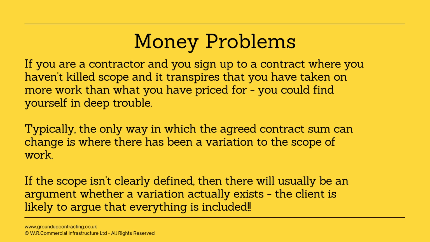If you are a contractor and you sign up to a contract where you haven't nailed down scope and it transpires that you have taken on more work than what you have priced for, you could find yourself in deep trouble. Typically, the only way in which the agreed contract sum can change is where there has been a variation to the scope of work. If the scope isn't clearly defined, then there will usually be an argument whether a variation actually existed. The client is likely to argue that everything is included. This happens time and time again.